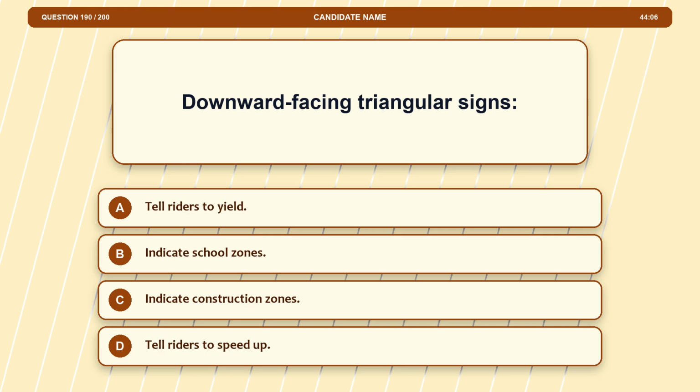Question 190. Downward-facing triangular signs: Option A. Tell riders to yield. Option B. Indicate school zones. Option C. Indicate construction zones. Option D. Tell riders to speed up.